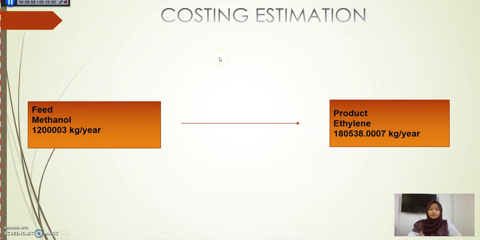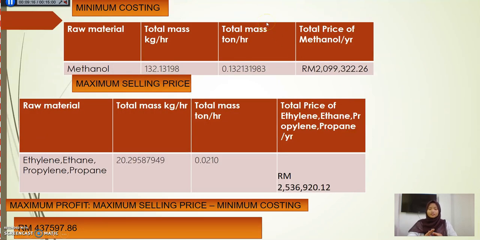Okay, so we move on to the costing estimation. So for the feed is 1,200,000 kg per year. We will produce our main product, which is ethylene, which is 18,528 kg per year. So this is going to calculate the maximum profit.